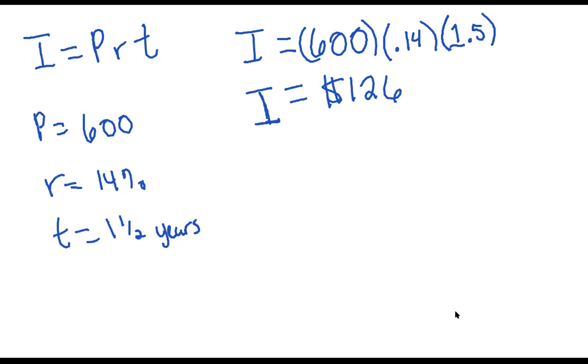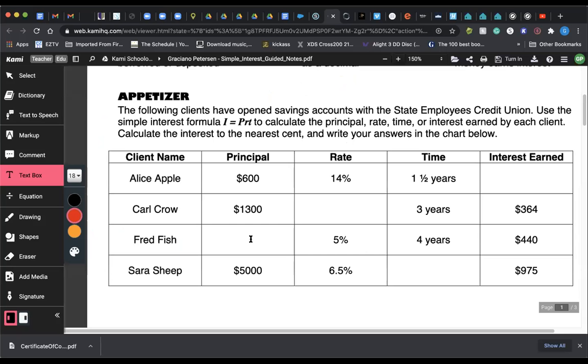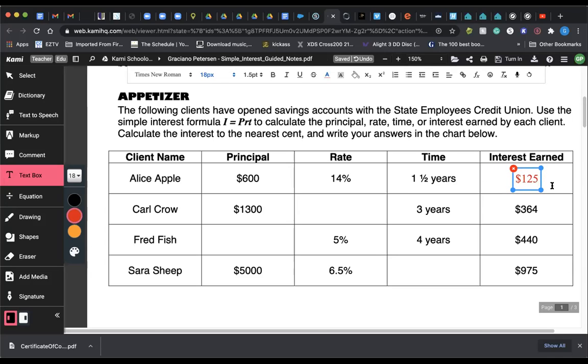Okay, so I'm going to go back to my document. I'm going to put this $126 into my interest earned. So that's how much, on 126, you got 125. 126, excuse me, I'm sorry. It's 126. Okay. So I figured out Alice, right?